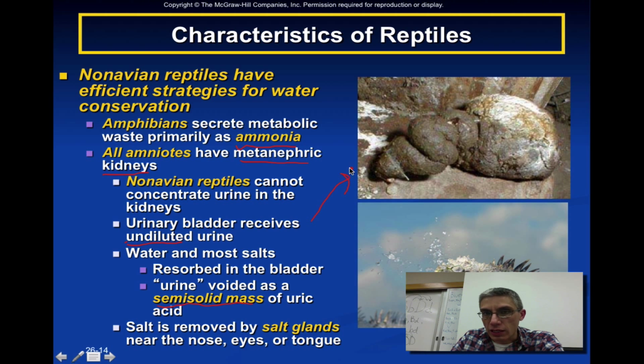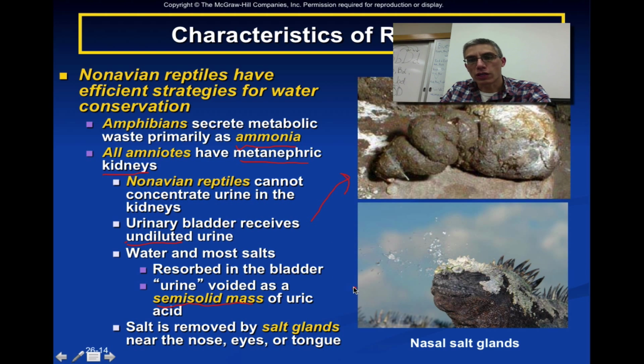Take a look in the snake cage about a week or two after I've fed it a rat or a mouse, and you're going to see these semi-solid masses in there. Usually, as I had said, there's going to be some solid waste there, but a lot of this white stuff that you see right here, that's going to be the uric acid.